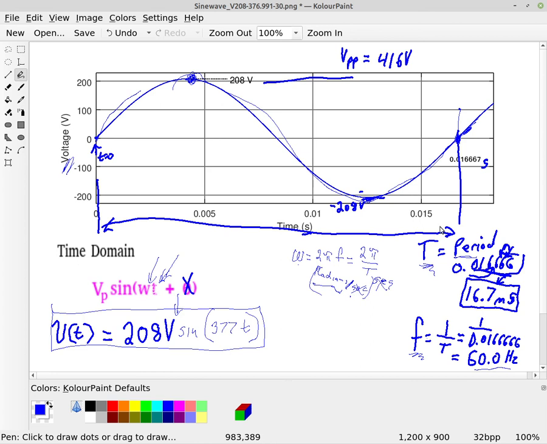That is the period. And then we can calculate the radian frequency. This is the lowercase Greek letter omega, so you pronounce that omega, and this is 2 pi times the frequency. And so this gives us our time domain representation of the sine wave.